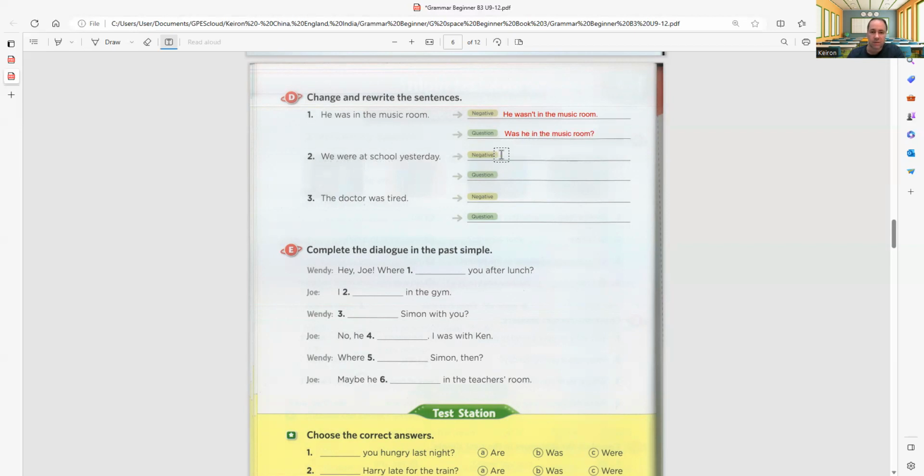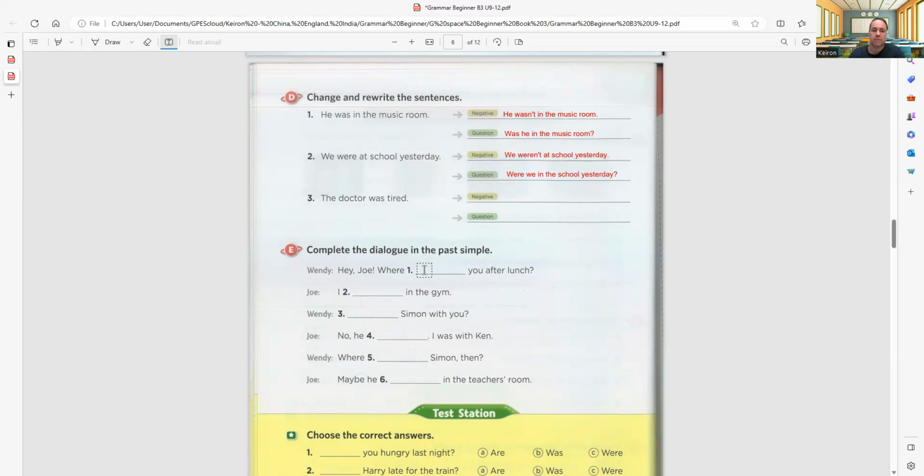We were at school yesterday. Negative. We weren't at school yesterday. And the question, we're going to flip it again, put the verb be first. Were we in the school yesterday? Okay. Were we in the school yesterday?